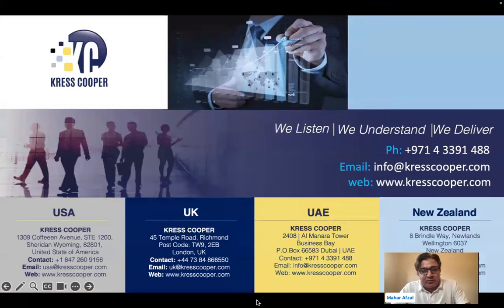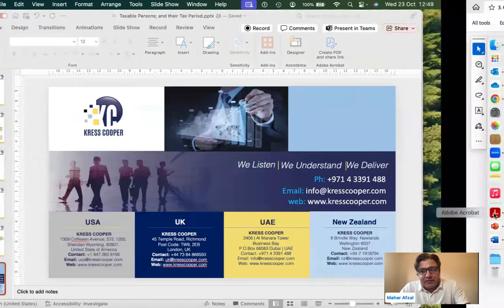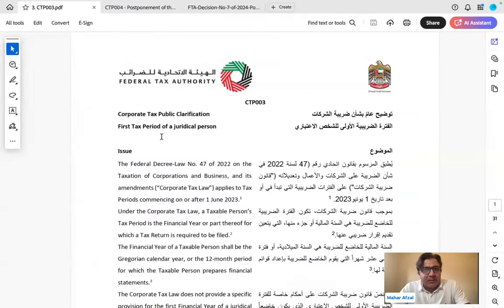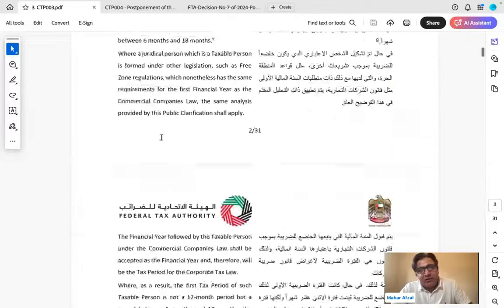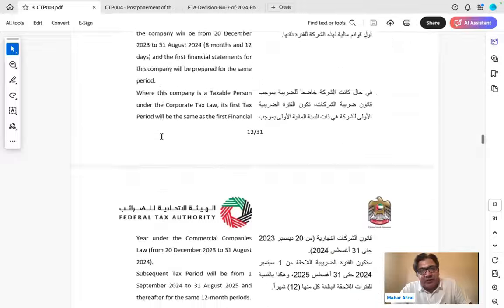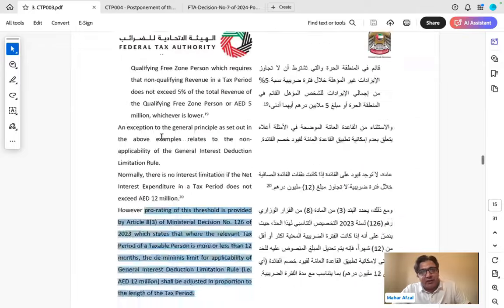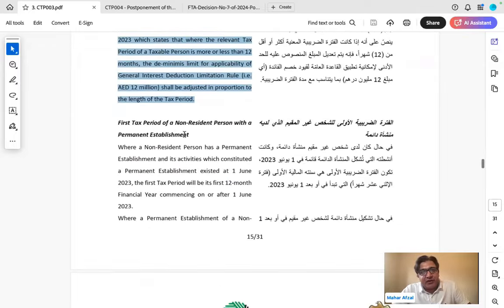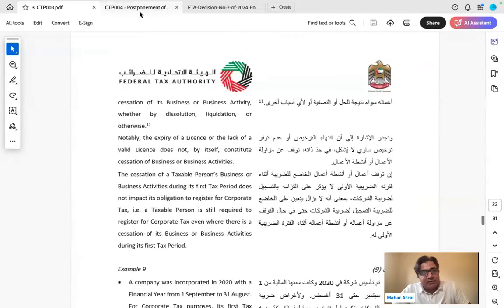And if I go through the decisions quickly, this is public clarification number 3. I think we have already discussed everything except the deregistration. Intentionally, I have left it. I have not discussed the deregistration area specifically because the topic today was taxable person and tax period. The rest of the things in this public clarification we have discussed.